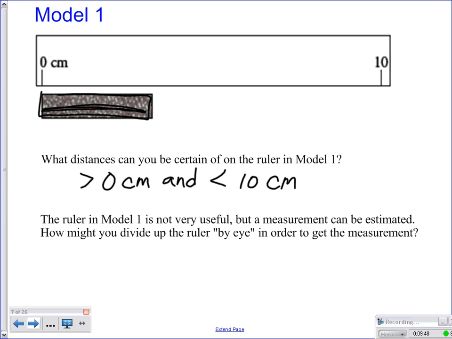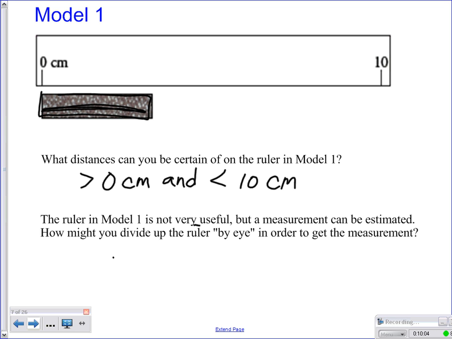Here it says it's not very useful, but a measurement can be estimated. How might you divide up the ruler by eye in order to get the measurement? Well, I think most of us could probably look at this and go, yeah, I can visualize where that halfway point is. So there's our 5.